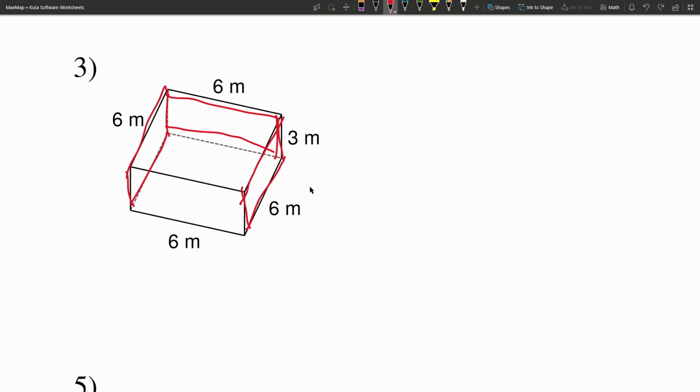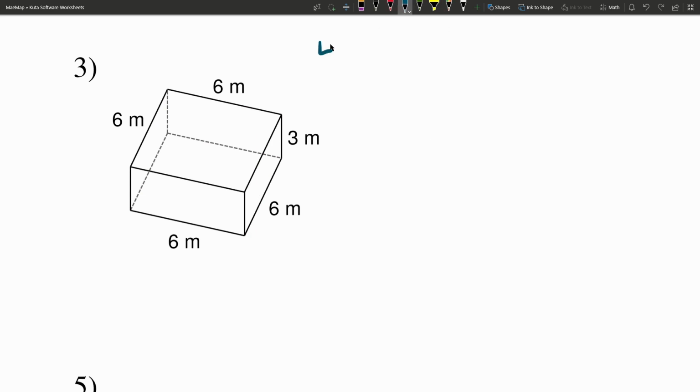And what are our other 2 sides? Our other 2 sides are, well, these squares, these 6 by 6 sides. There's 1, and then here's the bottom, 2. So let's go ahead and calculate this out.